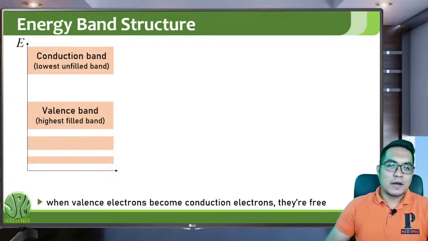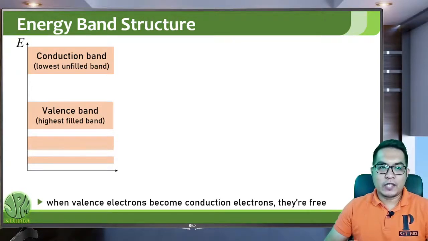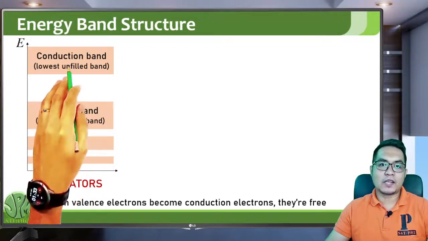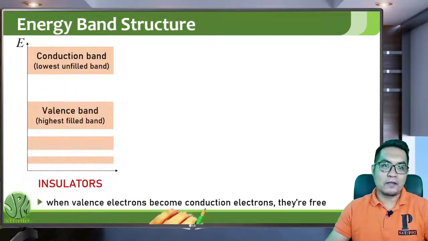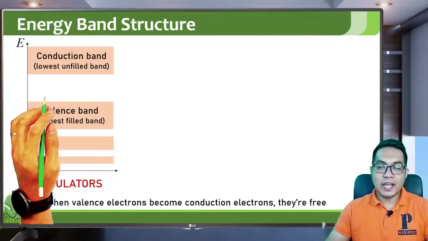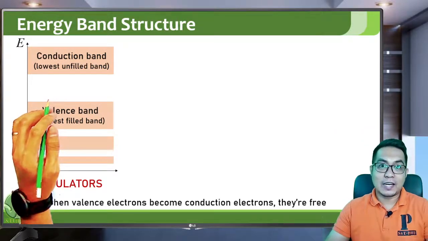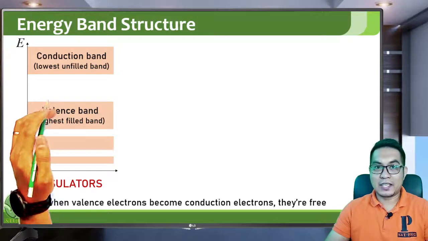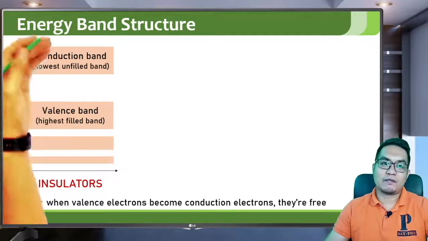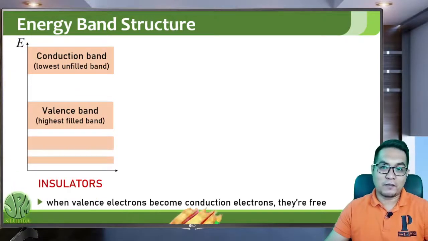So the valence band is the highest filled band. It contains the valence electrons, and when valence electrons become conduction electrons, they become free. They are now free to roam the solid. Now, if you have insulators, the gap between the valence band and the conduction band, the lowest unfilled band, is actually very large. That is why insulators are not good for conducting electricity, because there's a band gap here. The valence electrons essentially cannot become free electrons.